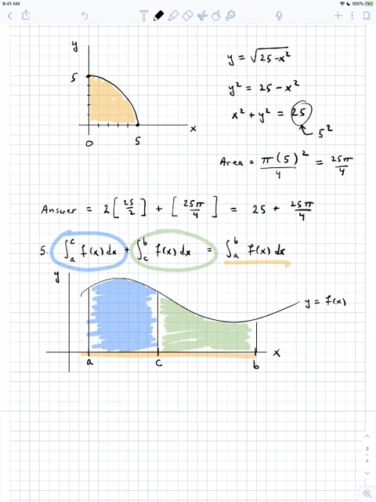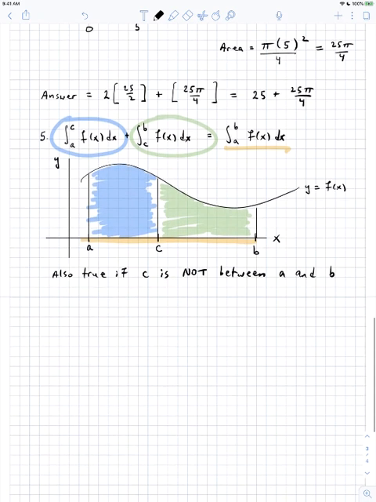Now, what's neat about this is that it's also true if C is not between A and B. So when C is between A and B, and the function is non-negative, we can view it geometrically, and then it makes sense. But in fact, f doesn't have to be non-negative all the time, and C can be before A or after B, and it's still true. Let's look at an example.